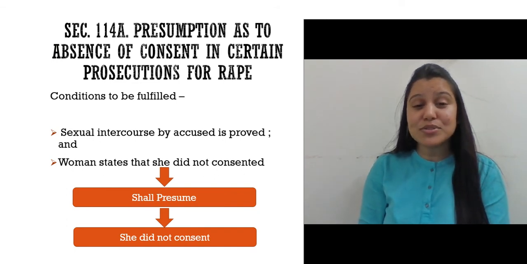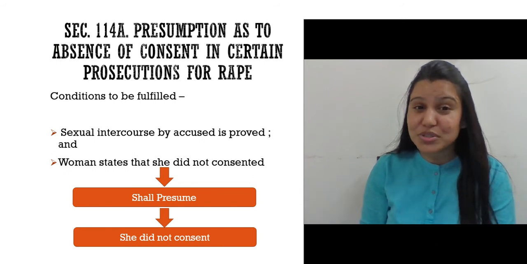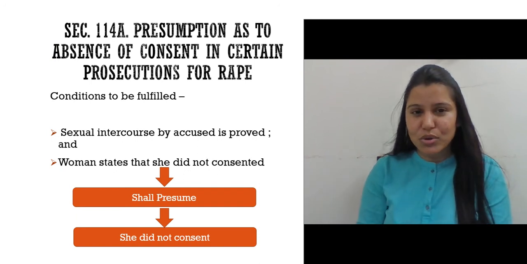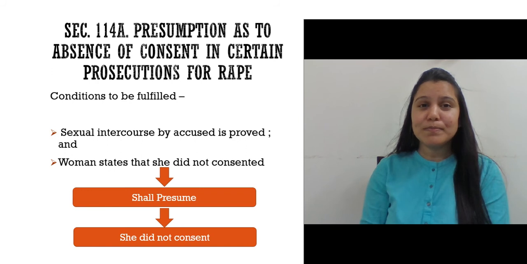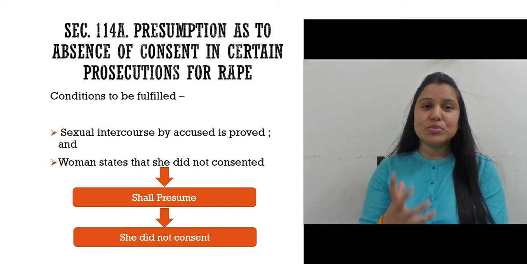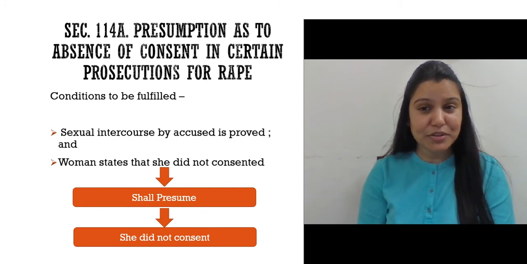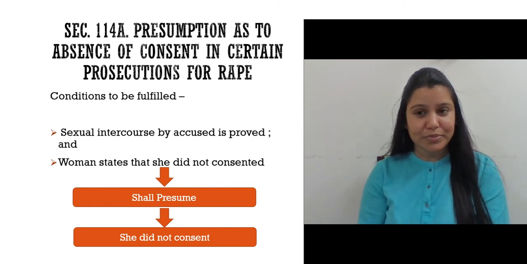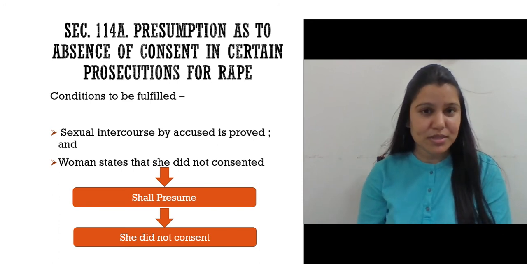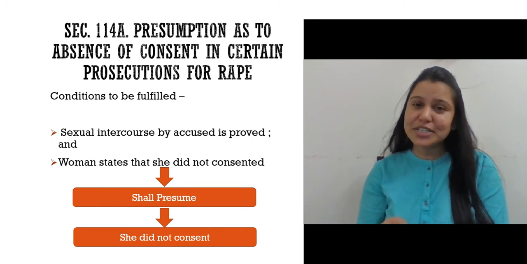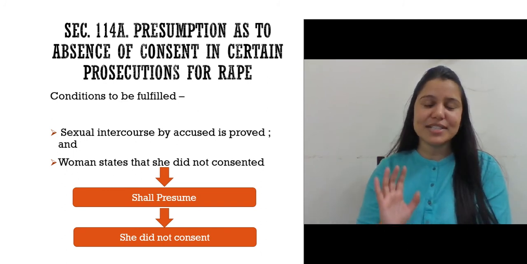Presumption as to absence of consent in certain prosecutions for rape. Now, what is happening here is, it talks about the consent of the victim as to the sexual intercourse. The first thing, in order to reach any conclusion here, is there should be sexual intercourse by the accused, and it should be proved, maybe by the sample of the sperms. That there had been sexual intercourse between the female and that male, that very accused, and it is proved.